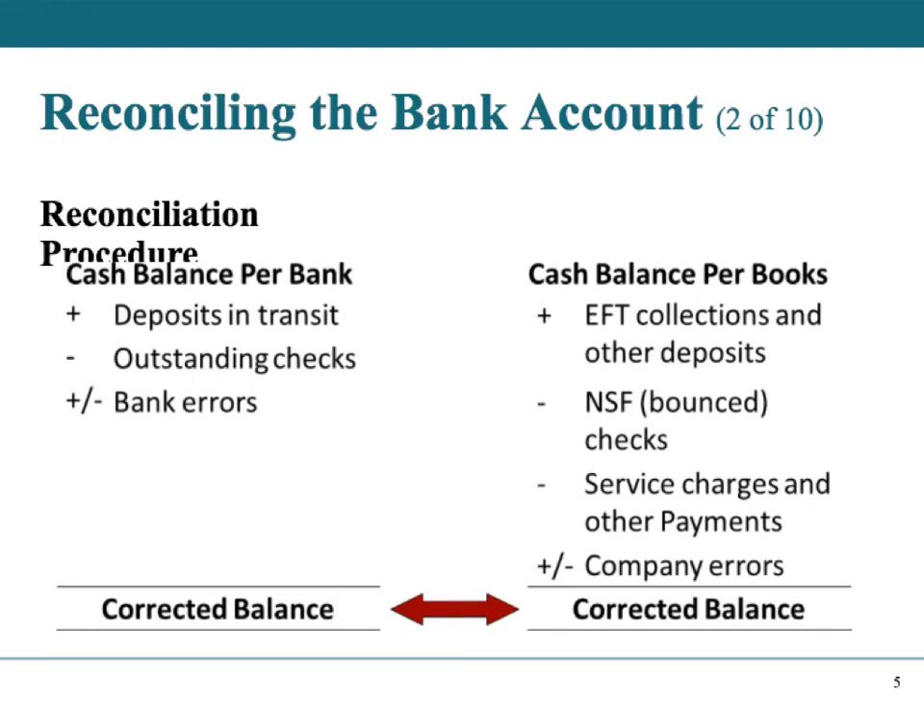Let's look at the other side, cash balance per books. And you can do the bank statement reconciliation side by side like it's done here, or you can do cash balance per bank or per books first and then do the second part right underneath. So either way is fine. What else? Cash balance per books. You could have electronic funds deposit collections, so you will see them on the bank statement, but you were not aware that they happened. So you're going to go ahead and add them. Kind of very similar to deposits in transit.